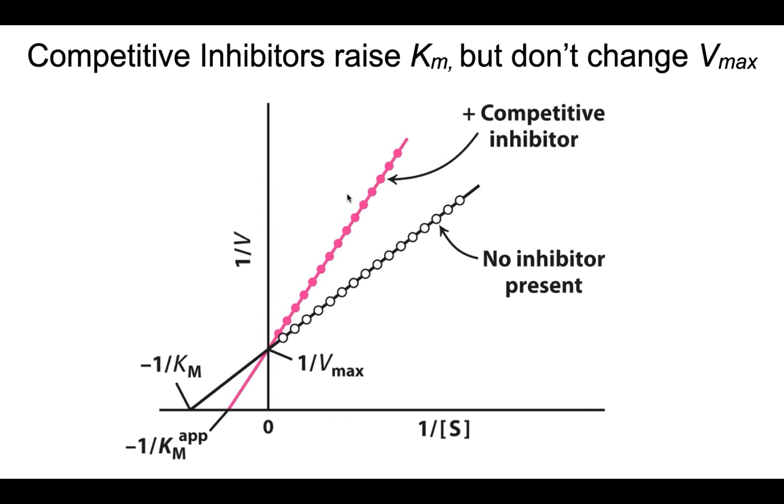This is a double reciprocal plot, so the y-axis is 1 over V, and the x-axis is 1 over S, which means that our y-intercept is 1 over Vmax, and notice it's the same. The x-intercept is negative 1 over Km, and notice that they are different. And in fact, you can see that the Km has increased with the presence of a competitive inhibitor.